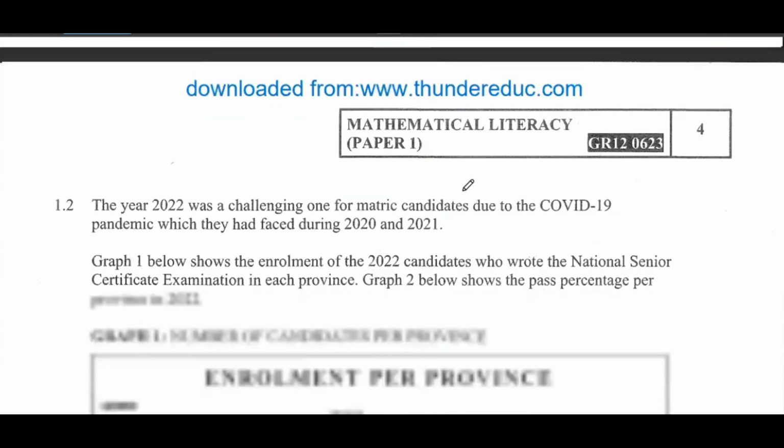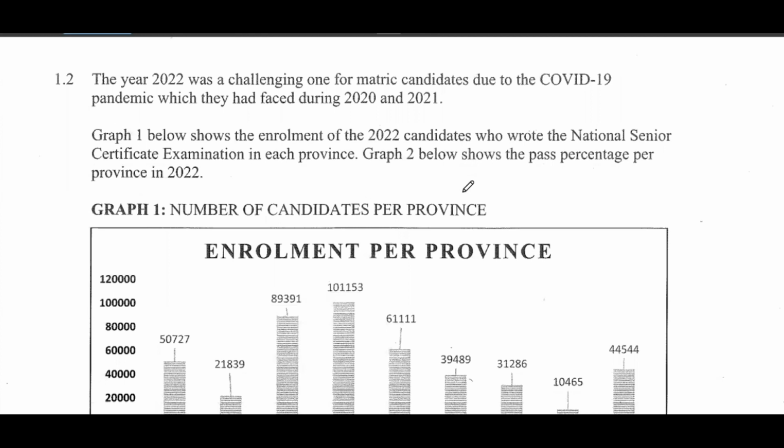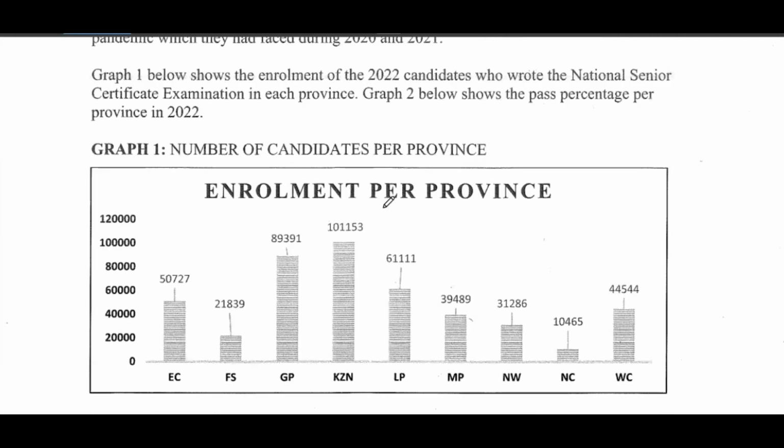All right. 1.2, we look at graphs here. 2020 was a challenging year for matric candidates due to the COVID-19 pandemic, which they faced during 2020 and 2021. Graph 1 below shows the enrollment of 2022 candidates who wrote the National Senior Certificate Examinations, the finals, in each province. Graph 2 below shows the pass rates per province in 2022.